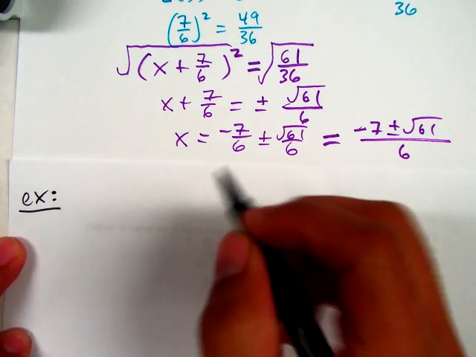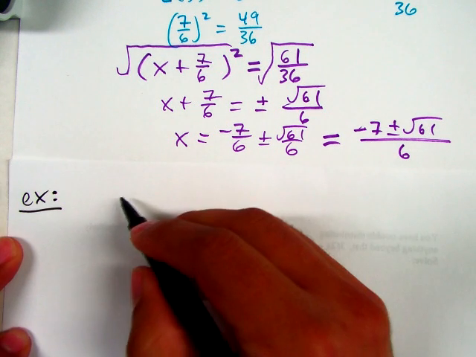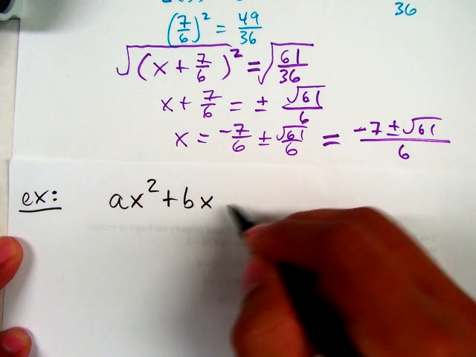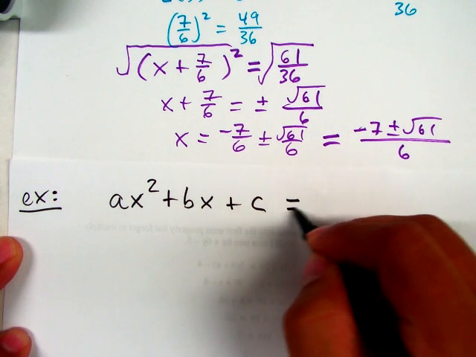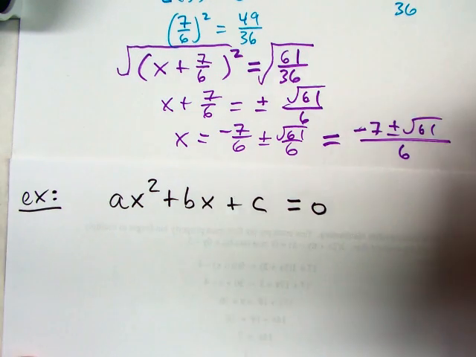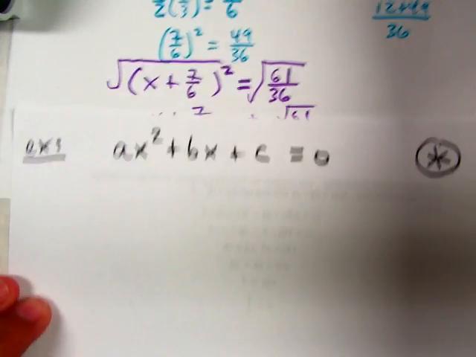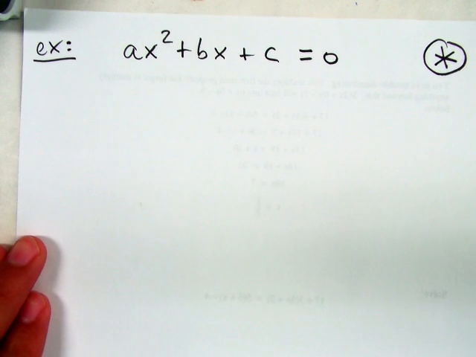Is this the math surprise? So let's say we have ax squared plus bx plus c equal to 0. I'm going to put a star by this because this is the ultimate example. The surprise.